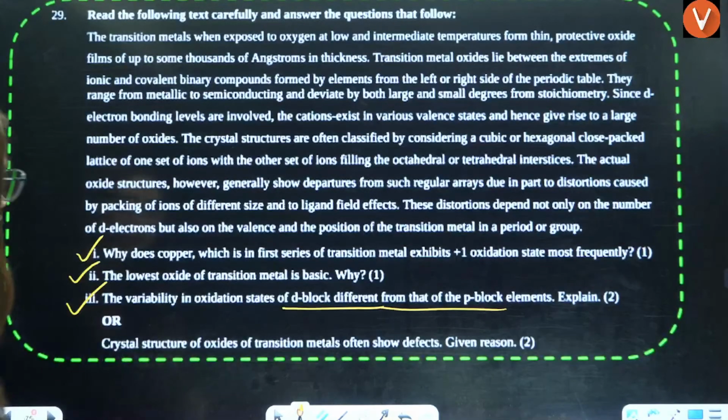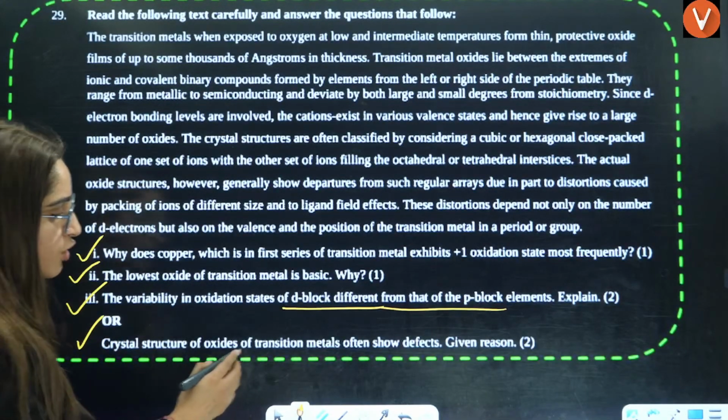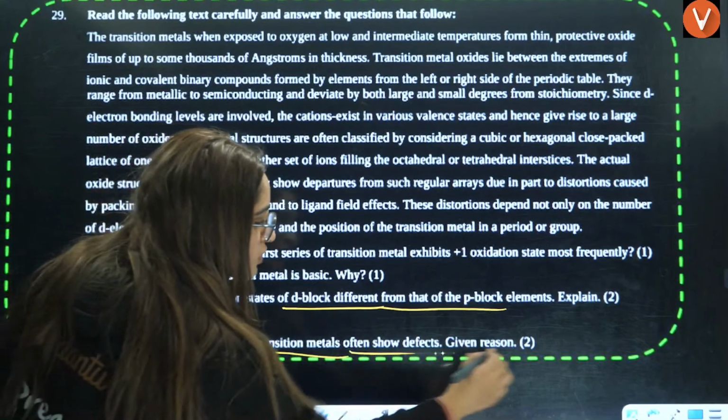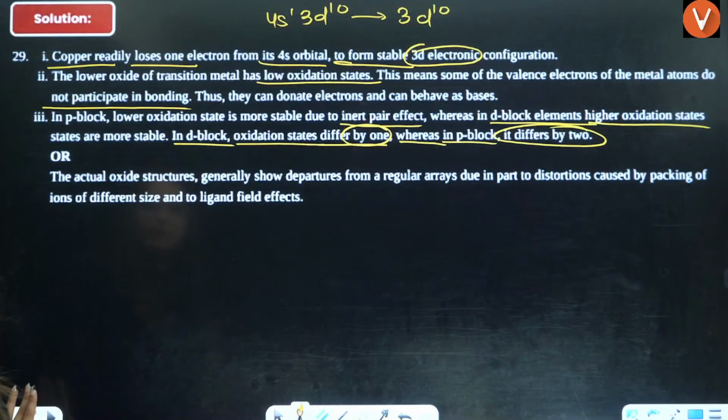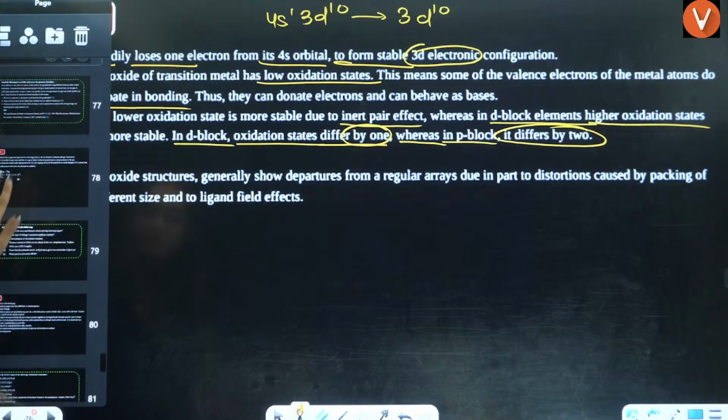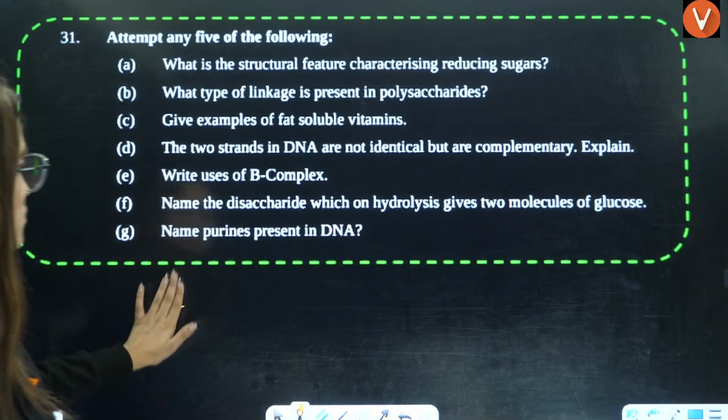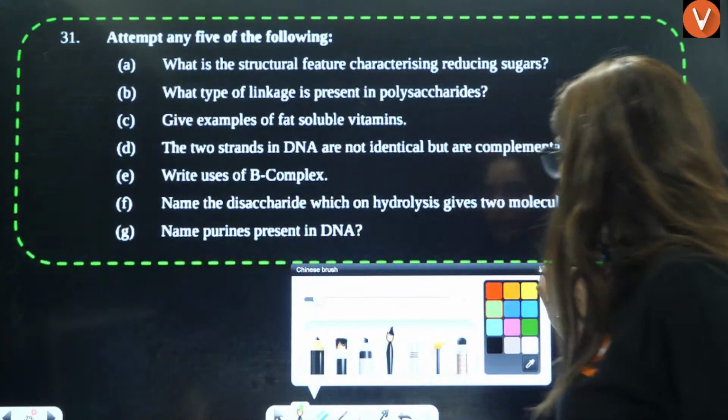But these are theoretical questions. Crystal structure of oxides of transition metals often shows defects. Wait a minute. This question will actually not be there, because it is not in your syllabus. I'll just not answer that, so you don't need to do that question.